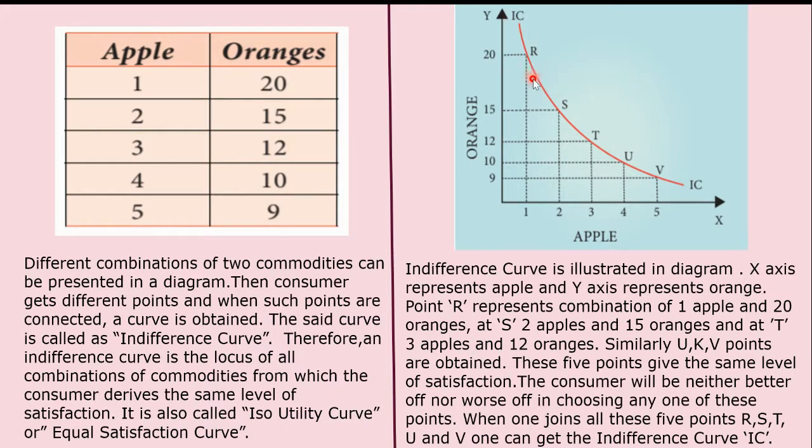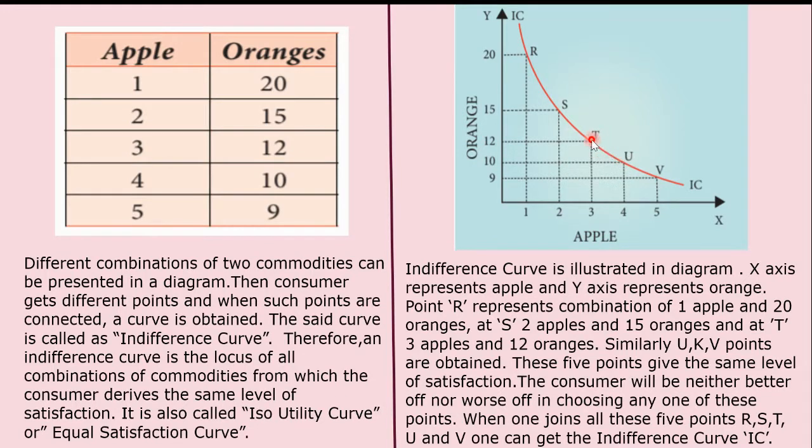Why does it fall down? Because we are substituting oranges for apples. So at the first point R, the person is buying 20 oranges and 1 apple. At the second point, he is buying 15 oranges and 2 apples. That means he is substituting oranges for apples. He is giving away 5 oranges to buy an extra apple. So here substitution takes place. That's why the indifference curve slopes downwards from the left to the right. It has got a negative slope.